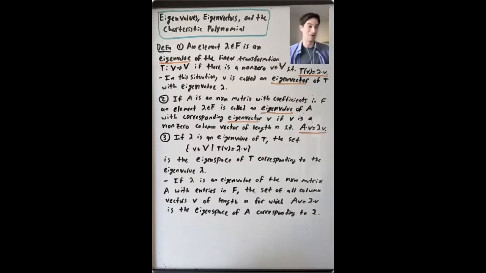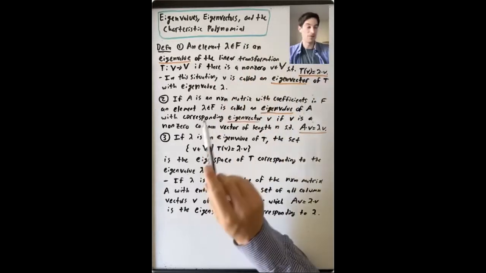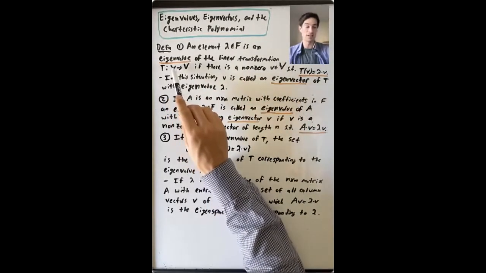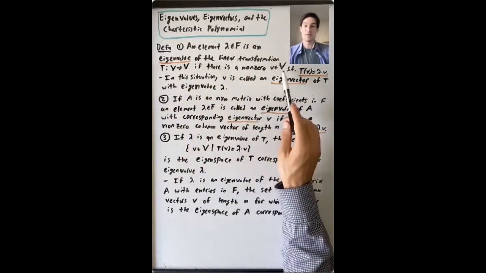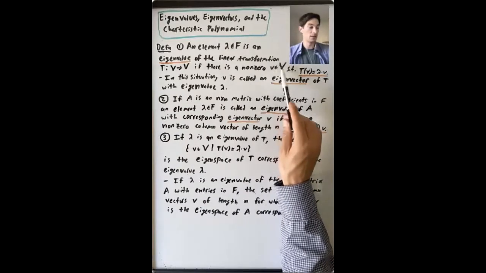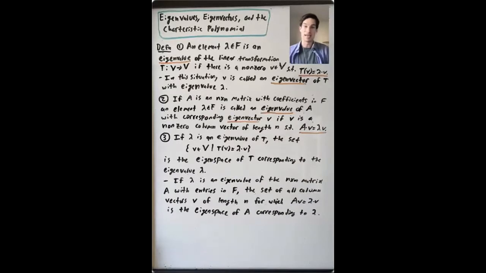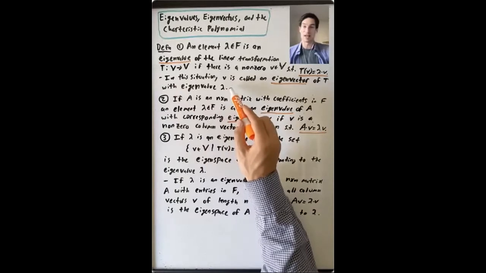same page about notation. So an element lambda in a field F is an eigenvalue of the linear transformation T from a vector space V over a field F to itself if there is a non-zero vector, little v, in the vector space such that T of v is lambda times v. So in this situation, this vector v is called an eigenvector of T with this eigenvalue lambda.